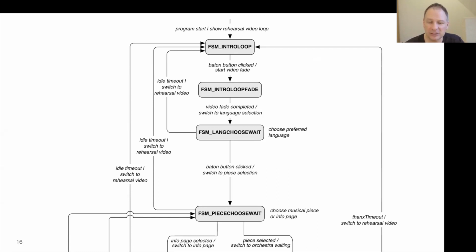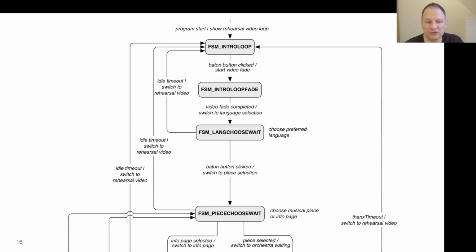When the baton button gets clicked, when the user is doing something, somebody walked up to the exhibit, then we start fading the video wherever it currently is. We stop the video and fade it to black so that the system transitions out of the introduction state and into picking a language. And that's modeled here. We start the video fade, that's the event, that's the reaction of the system, and enter a state in which the intro loop video is faded to black. That only takes a fraction of a second, but it's its own state. And when that is complete, we then switch to a new screen that is the language selection.